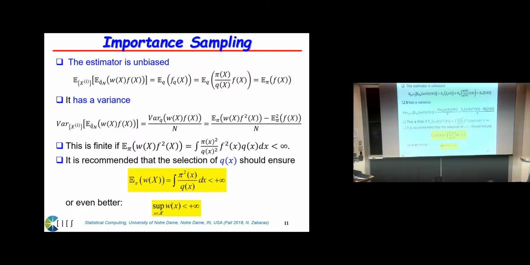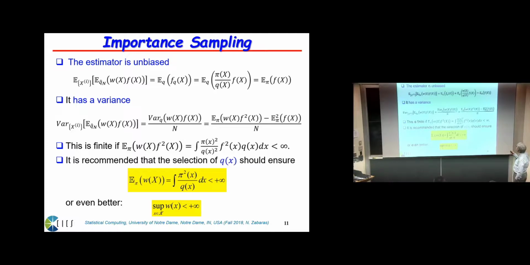If you take your estimator and you take expectations with respect to the underlying distribution, you get exactly the expectation of f of x. The variance: the estimator was transformed to an expectation with respect to Q of W times F. So the variance from our Monte Carlo calculations from earlier lectures would be the exact variance of W times F with respect to distribution Q divided by N. You remember that? All right?